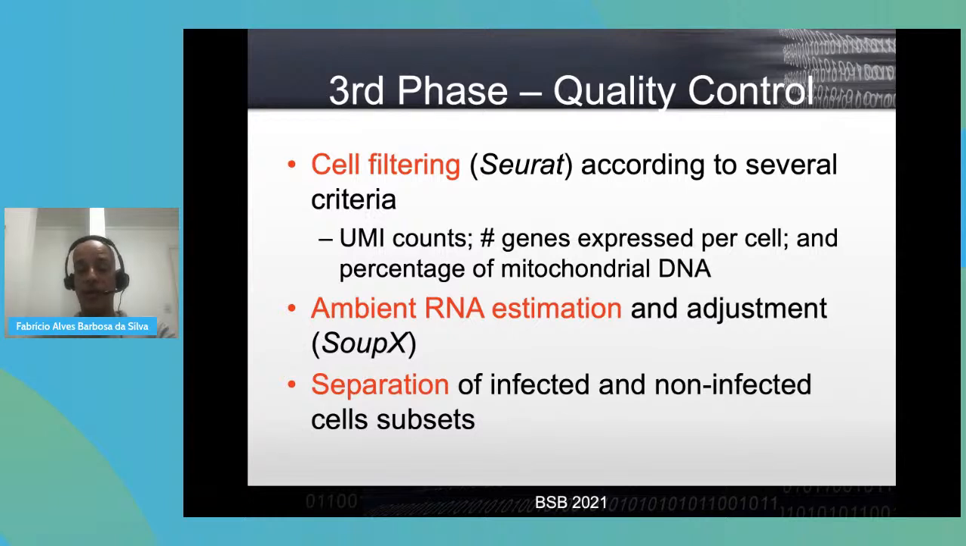And finally, in this phase, we do the separation of infected and non-infected cells. We analyze separately infected and non-infected cells. And for being able to separate the infected cells, of course, the hybrid genome that we used in the read mapping phase is fundamental. It's very, very important.